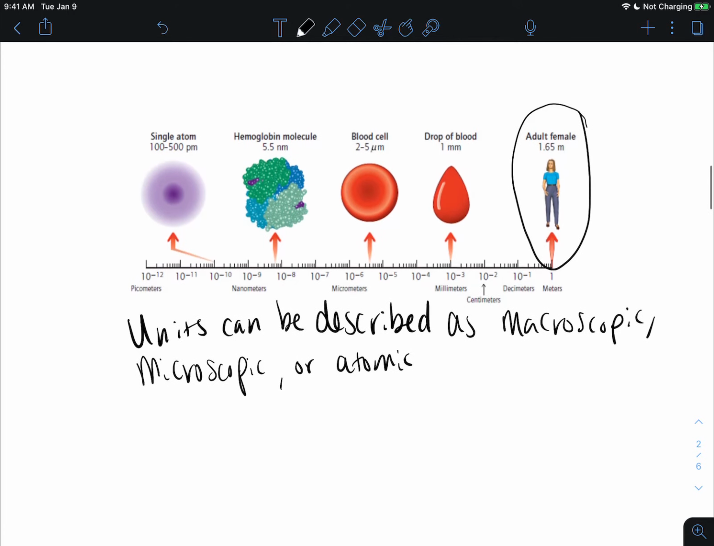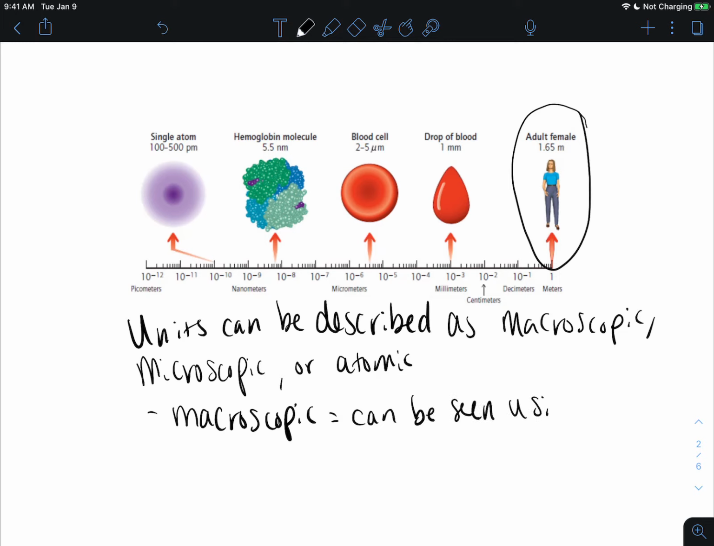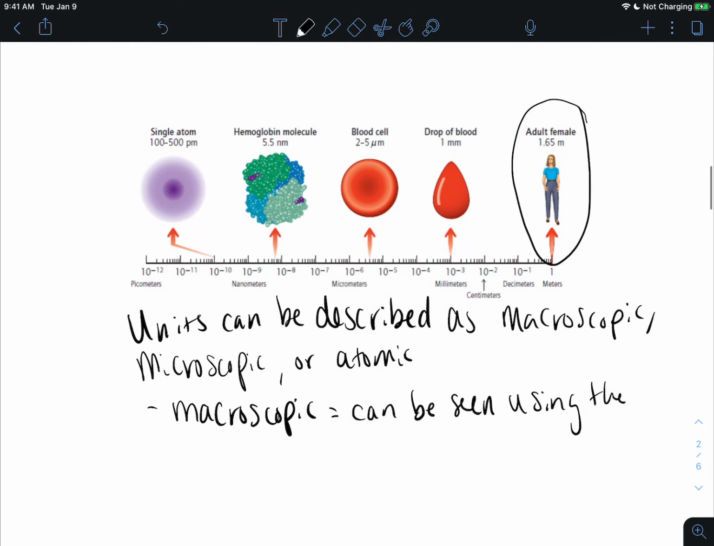Okay, so if we're talking about a macroscopic unit, we're talking about a unit that's used to measure something that you can see with the naked eye. So it can be seen using the unaided or naked eye. All right, so not a microscope. These are going to be things that are 0.1 millimeters or larger.